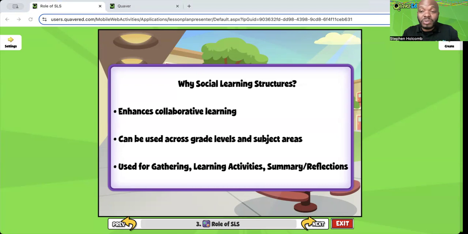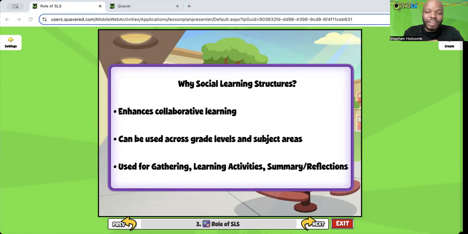Secondly, you can use these during learning activities. So while incorporating a social learning structure, you can engage with students through fun activities and bring a variety of ways to how they have their discussions. Also, you can conclude the day in summary and reflection by summarizing your lesson and giving students an opportunity to reflect on how to apply what they learn through real life situations.